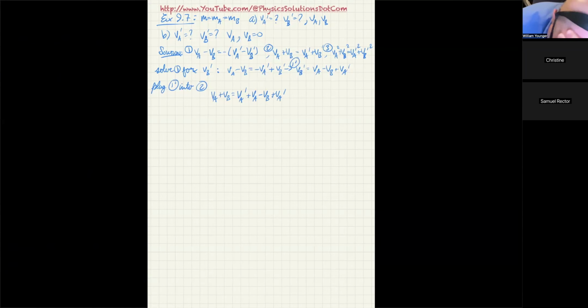So you can see in this case, I'm getting a VA and a VA that cancels out on both sides. That VA cancels out with this VA. And I get a 2 VB prime and 2 VA prime and 2 VB. So from this, I can pull the VBs on the left and I'll get 2 VB is equal to 2 VA prime. And what that means is VA prime is equal to VB.